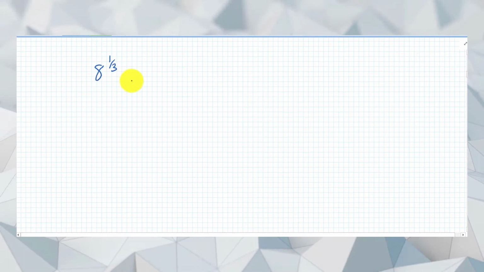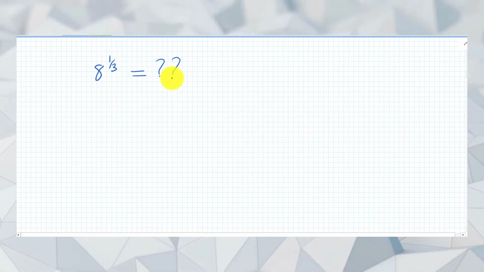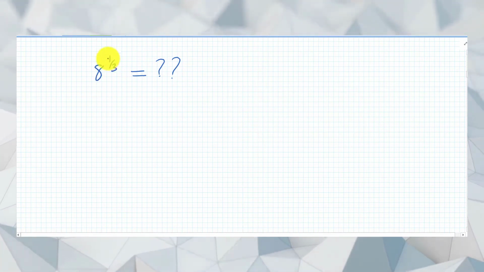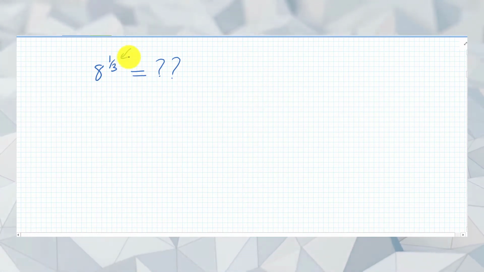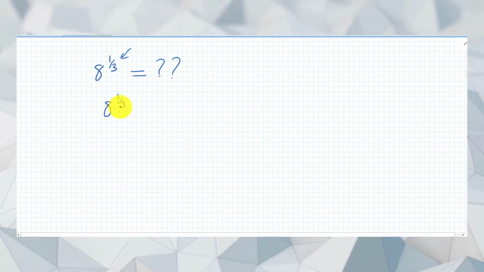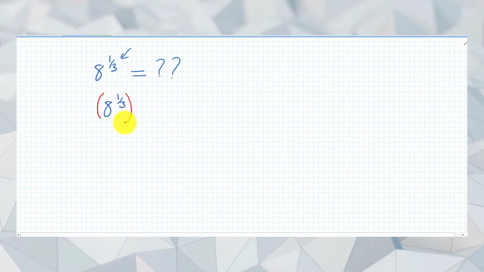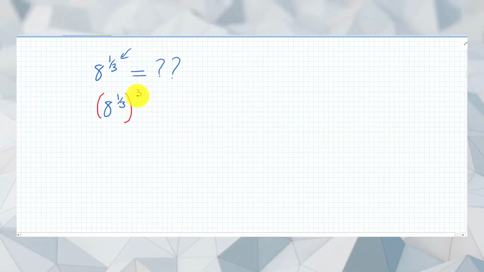So let me first look at the number 8 to the 1/3. I have no idea what this writing means. I see the base is 8 and the new exponent is 1/3, but I don't know how to understand this exponent. Well, this is a number, and I'm trying to figure out what it is. What I can do to any number is raise it to any power I want. So I'm going to take this number and raise it to the power of 3.